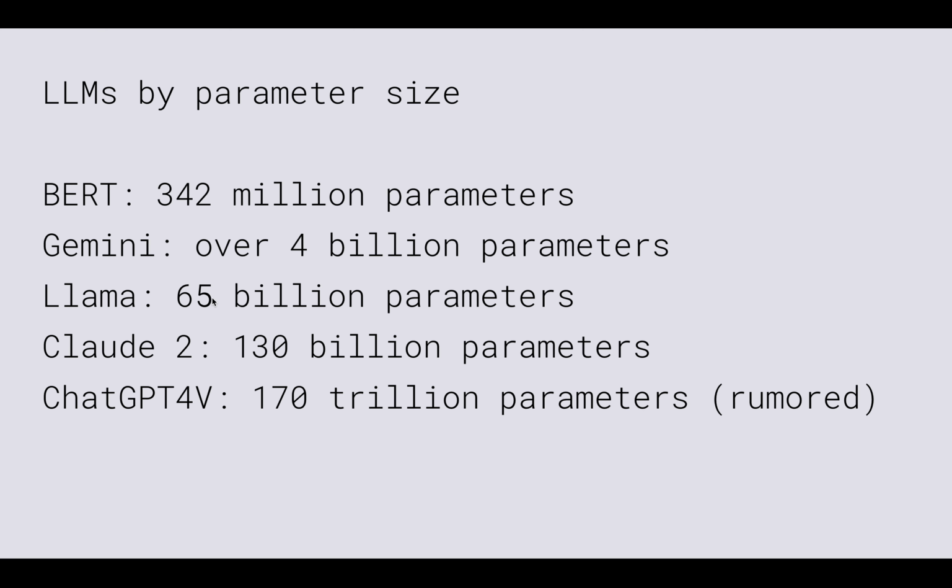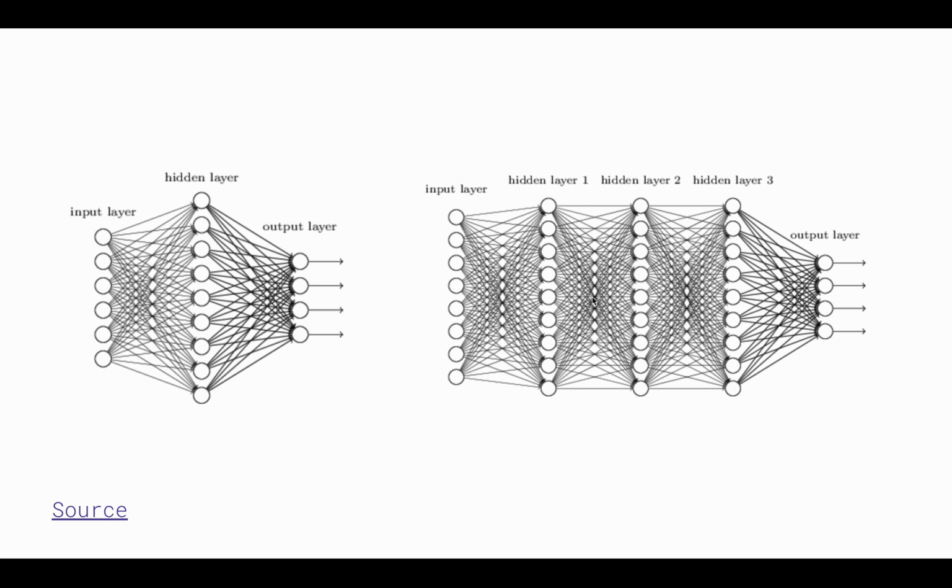Llama, which is from Meta and Facebook, is 65 billion parameters. Claude 2, which is from Anthropic, is 130 billion parameters. And then the largest version of ChatGPT 4 is rumored to be about 170 trillion parameters. I don't even know how to accurately think about 170 trillion parameters. You could not draw that in this map; it would be insane.